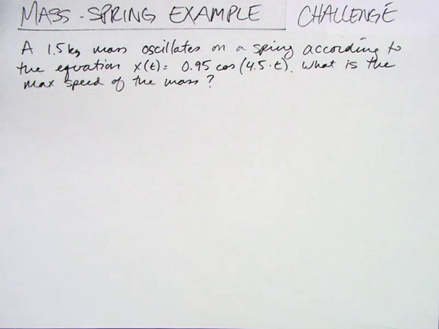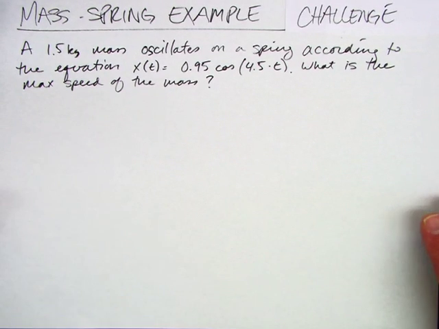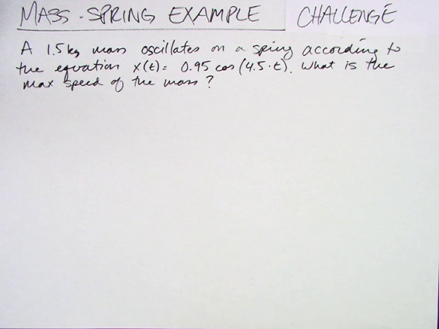Okay, let's take a look at how we do a challenge problem for a mass spring oscillator. In this problem, we have a 1.5 kilogram mass oscillating on a spring. The motion equation of the spring, x as a function of time, is 0.95 cosine of 4.5t. We want to know the maximum speed of the mass. So, okay, lots going on here.